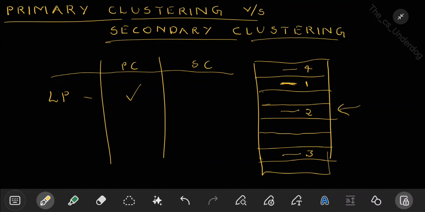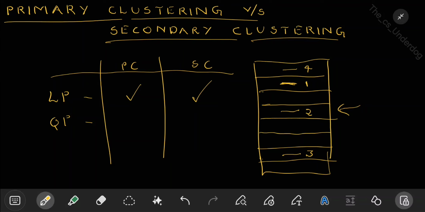What about secondary clustering? It also gets affected because in case of linear probing, whenever you have the same starting index, the probing sequence is the same, because of which it is affected by both primary clustering as well as secondary clustering. What about quadratic probing? If you are not very clear about the probing sequence, visit the previous lecture. In the just previous lecture we discussed probing sequences.